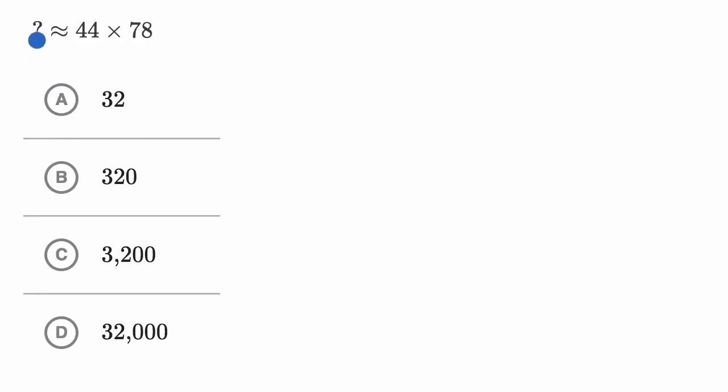So we are asked, question mark is roughly equal to this squiggly equal sign right over here. This means roughly equal to, so not exactly equal to, 44 times 78. So one way to think about it is 44 times 78 is roughly equal to what? So they're really asking us to estimate.